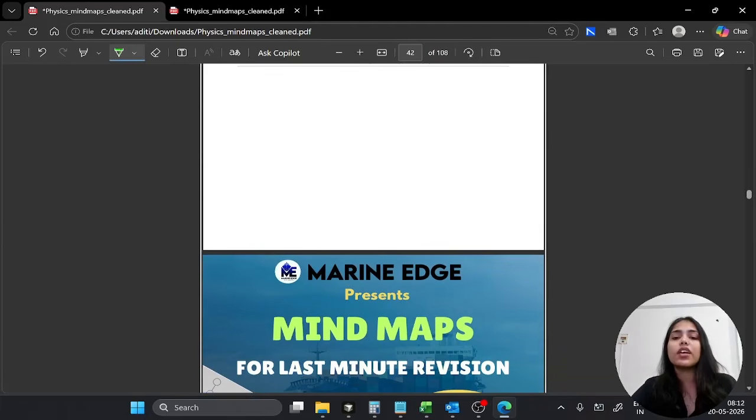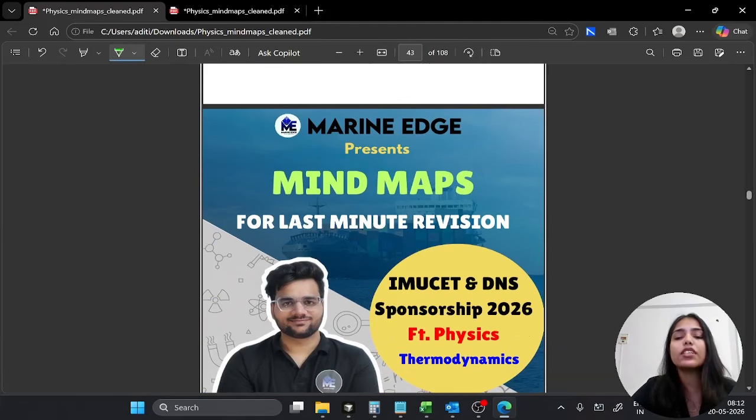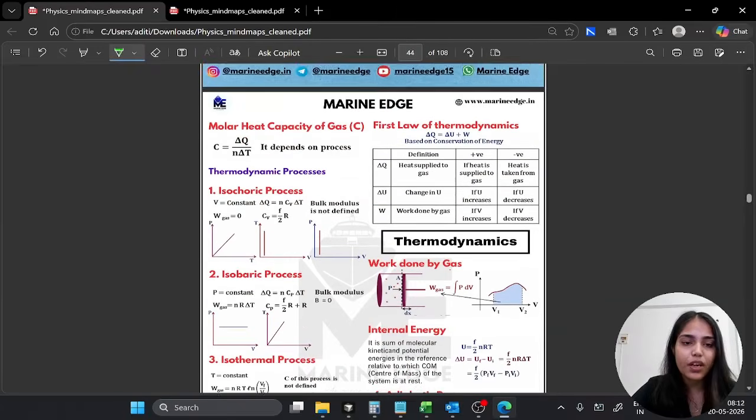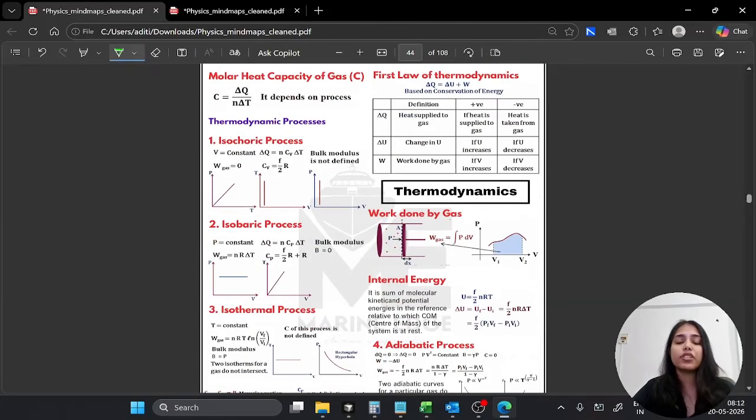Next is one of the most important chapters, thermodynamics. Similar concepts are there in your chemistry as well. The only difference is in work done. Now, when we talk about thermodynamic processes, we have different types. Isochoric process: in an isochoric process, the volume remains constant. And we have three quantities when we talk about thermodynamics: heat energy, internal energy, and work done.